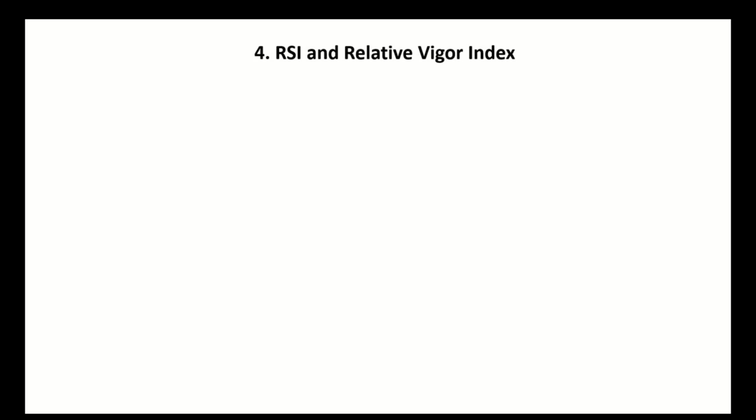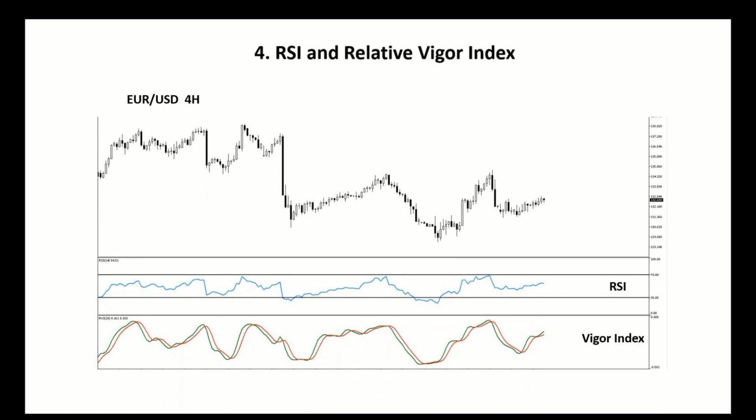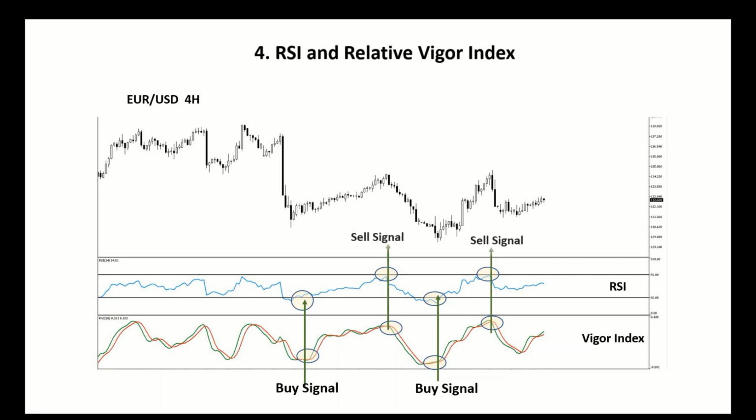Four. RSI and Relative Vigor Index. For this RSI trading strategy, we'll combine the RSI and Vigor Index. You will only open a position if both indicators give similar signals. When RSI reaches the oversold or overbought zone and reverses, look for a matching Vigor Index crossover. If Vigor Index crosses up while RSI is leaving the oversold zone, that should be a buy signal. When Vigor Index crosses down while RSI is leaving the overbought zone, that should be a sell signal. Then, hold the position until one of the indicators gives an opposite signal.